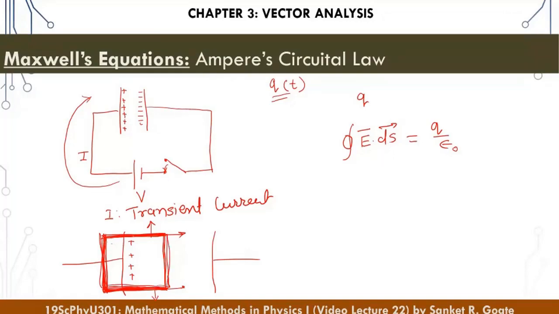For the front surface, the direction of the surface is perpendicular to the screen, coming towards you, and again it is perpendicular to the electric field, and the dot product is 0. And for the back surface, again the direction of the normal to that surface is inside the screen, perpendicular to the screen, and again it is perpendicular to the electric field. So for these 5 or 4 surfaces, this E dot ds is equal to 0.